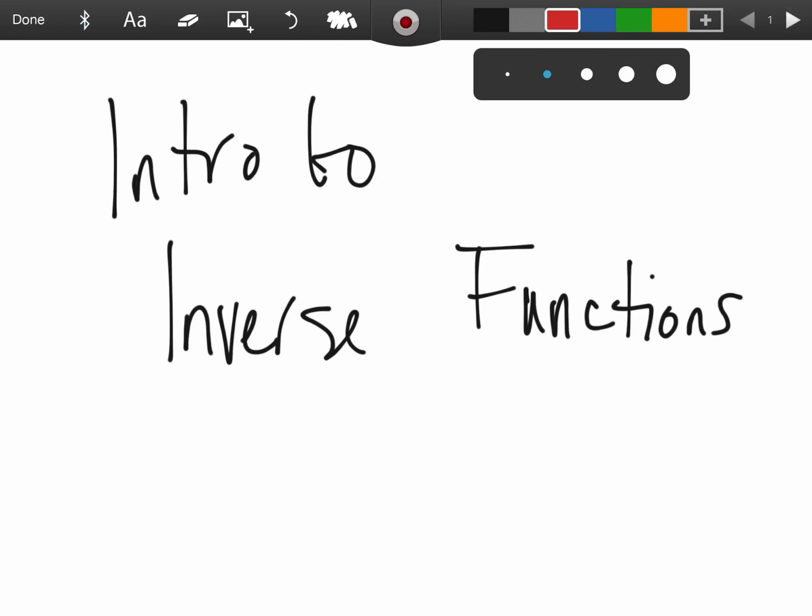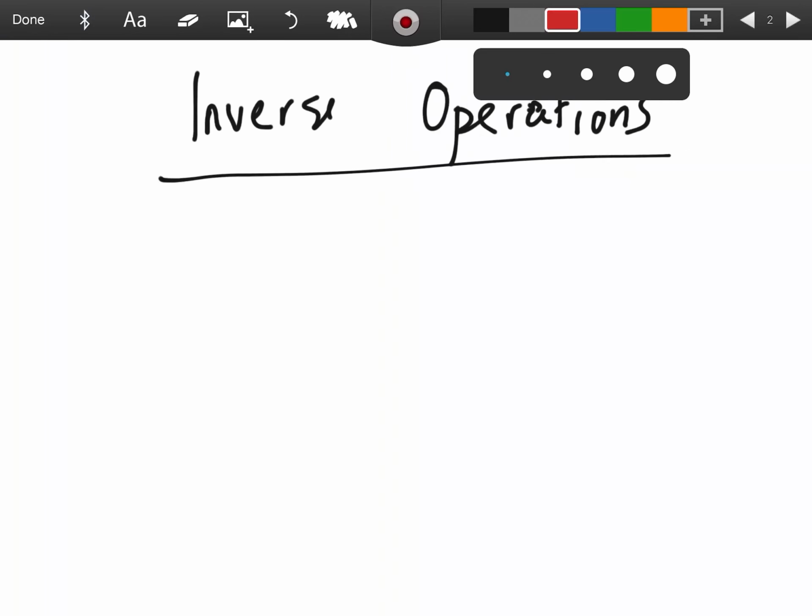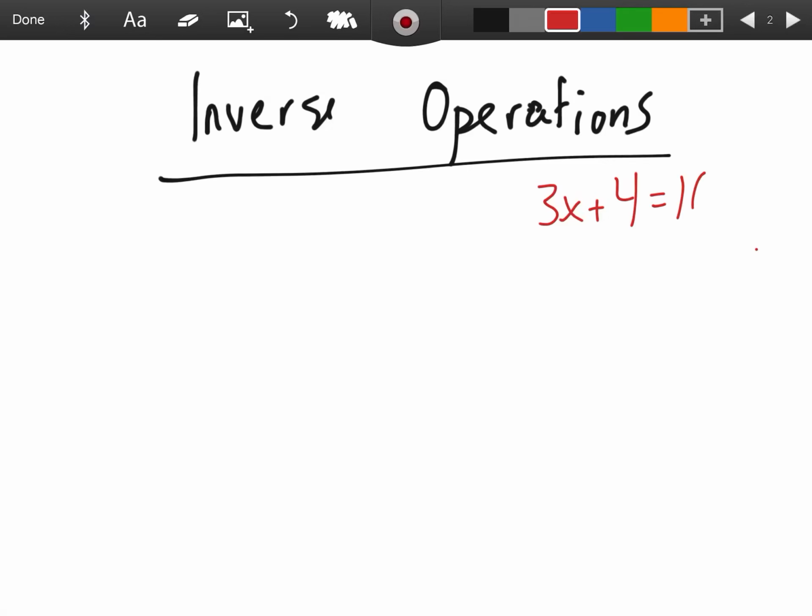All right, hello. In this video, this is just an introduction to inverse functions. So to start off, let's just talk about some inverse operations. These are probably things that you have been seeing since pre-algebra or your Algebra 1 days. Similar to when you were solving something like 3x plus 4 is equal to 16, and you used inverse operations in order to solve for x, right? So you were trying to isolate the x, get it by itself.